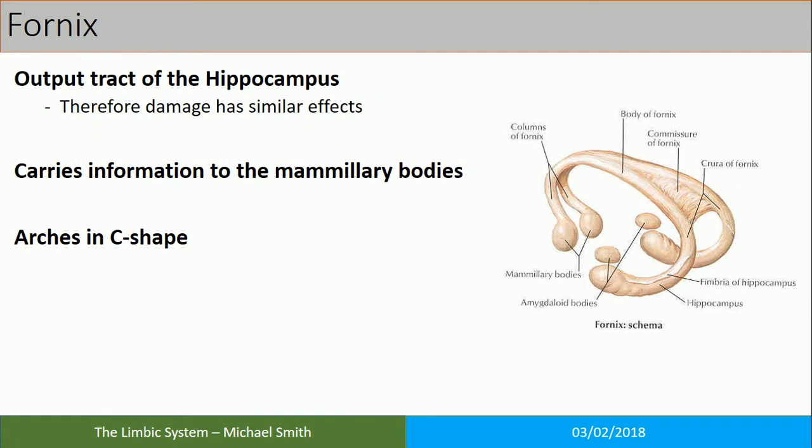The next part is the fornix, which is here in blue, and this connects the hippocampus to our mammillary bodies. And therefore, as it's the outflow of our hippocampus, it has very similar effects if it becomes damaged to the damage to the hippocampus. So this is our memory predominantly.